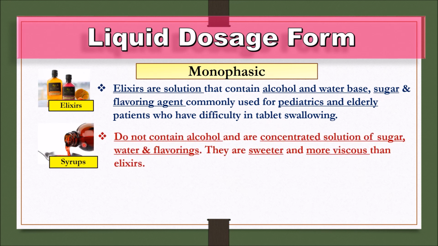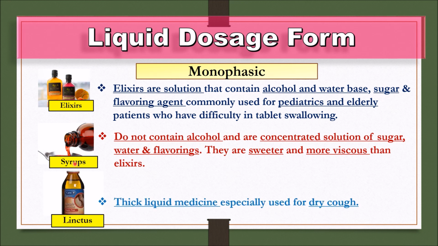Then we have syrups. What's the difference between elixirs and syrups? Syrups don't contain any alcohol. Syrup is a concentrated solution of sugar, water and flavors. Syrups are sweeter and more viscous as compared to elixirs. Elixirs come in solution form, but syrups are a kind of viscous preparation. So that is the difference between elixirs and syrups. Last we have linctus. What are linctus? These are thick liquid medications that are basically used to treat dry cough. So these are three monophasic liquid dosage forms.